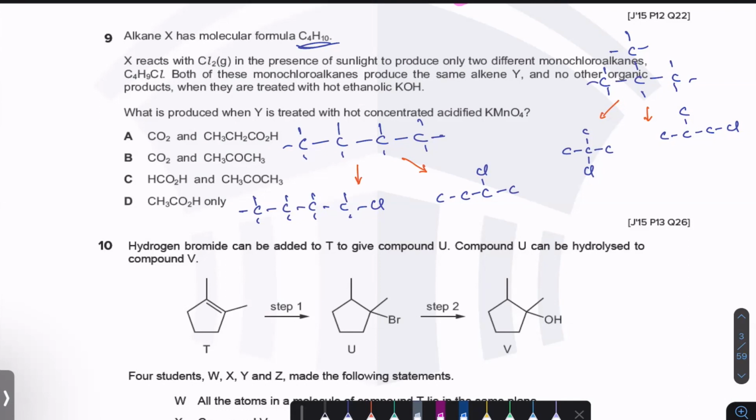अब बात ये कि जरा ट्राई करते हैं. If I do elimination on this, तो मुझे मिलता है, एलिमिनेशन क्या होती है, you remove H and Cl and you get a double bond. तो I can remove this H and I can remove this Cl and I will get a double bond here, or I can remove this Cl and I can remove this H.